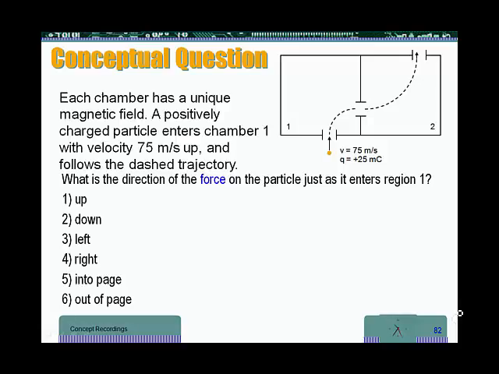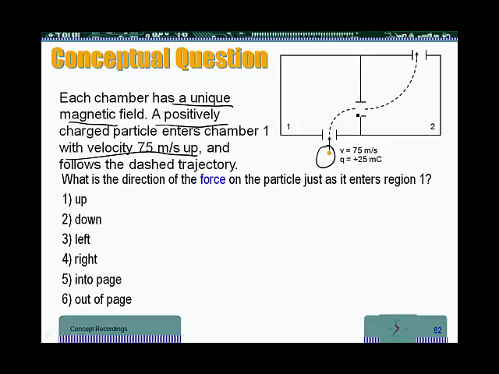In this particular question, we have two chambers, 1 and 2. Each chamber has a unique magnetic field. And we are shooting a positive particle with a velocity of 75 meters per second in the upward direction. And we are told it follows the dashed trajectory, the trajectory that is shown.